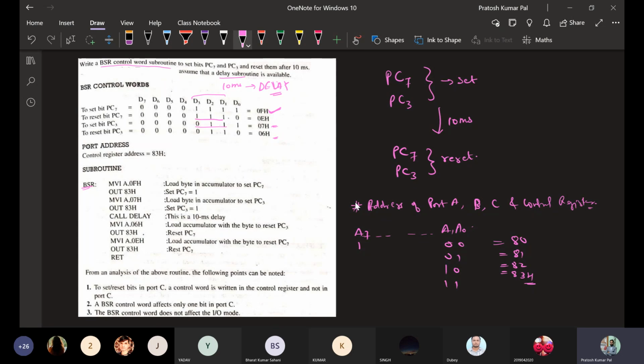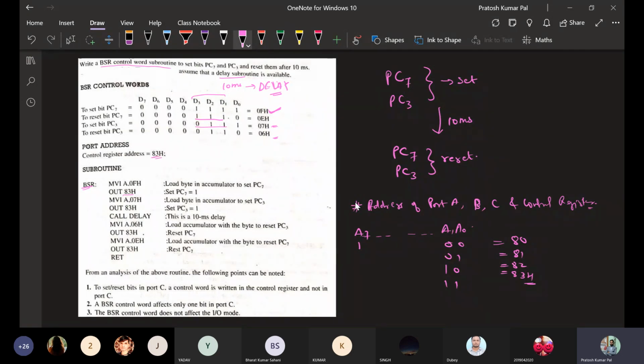That control word value will be sent to the accumulator first, and then from the accumulator to the location 83H, because we need to write that 0FH into the control register. Whatever control register value is there, based on that the 8255 will perform the operation. So the first step is that the PC7 bit needs to be set. For that, 0F is the control word value. This control word value should be stored in the control register, and the control register location is 83H.